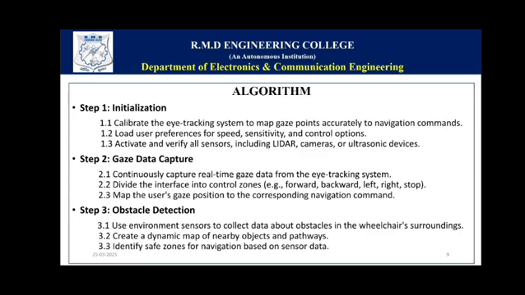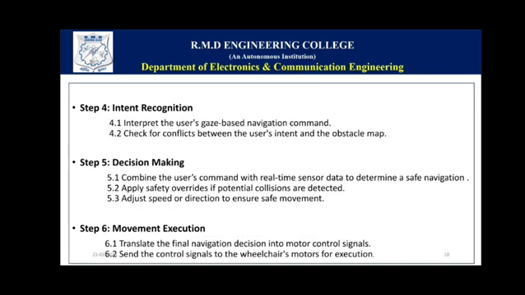The algorithm of our project: step one is initialization. We are calibrating the eye system to map gaze points accurately to navigation commands. Load user preferences for speed, sensitivity, and control options. Step two is gaze data capture. Continuously capture real-time gaze data from the eye tracking system. Map the user gaze position to the corresponding navigation command. Step three is obstacle detection. Use environment sensors to collect data about obstacles in the wheelchair's surroundings.